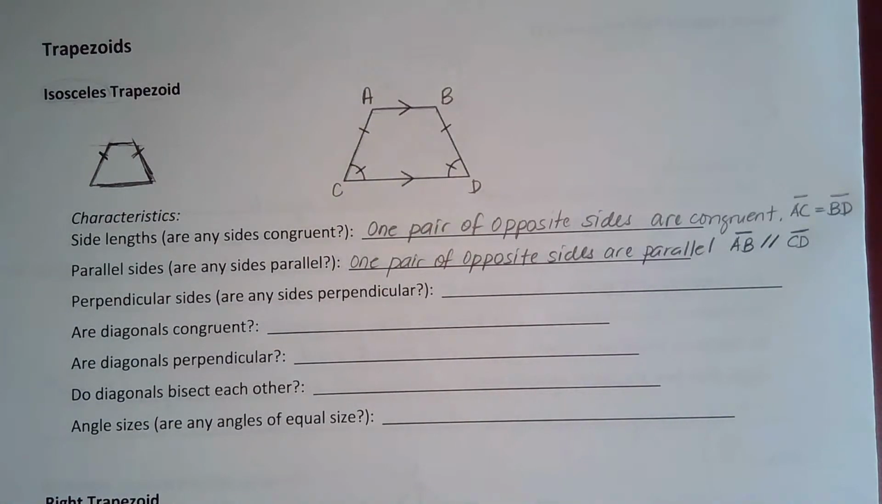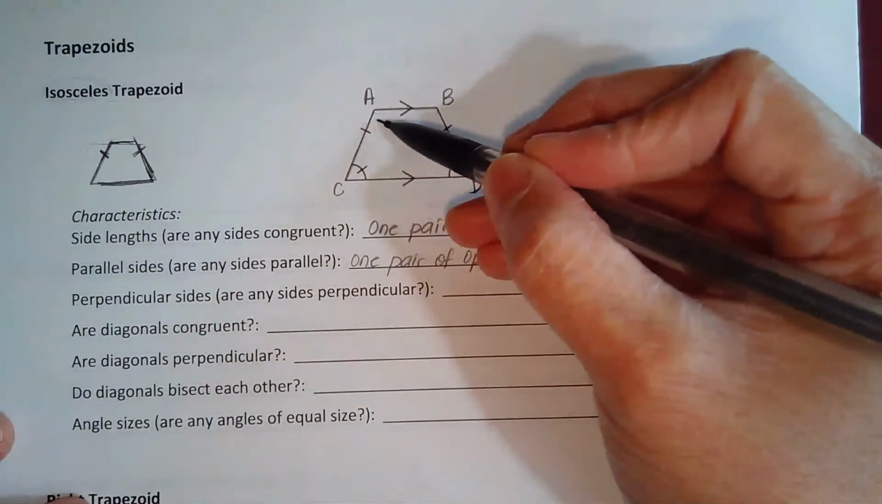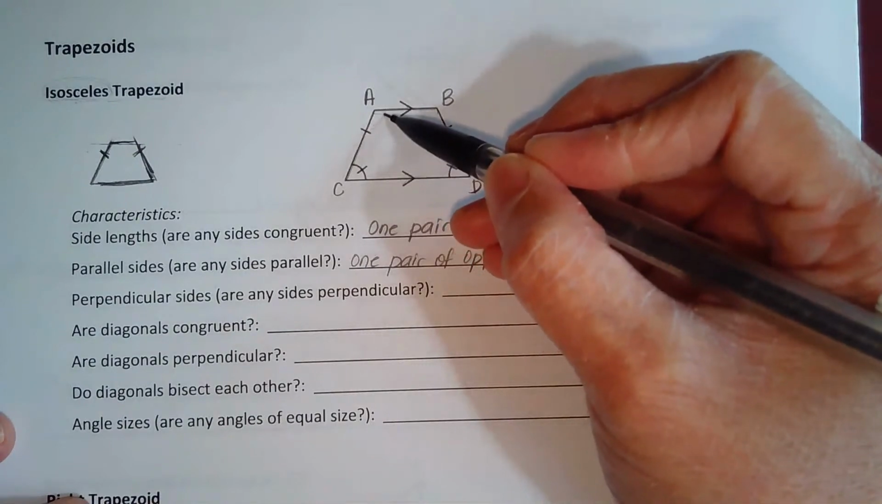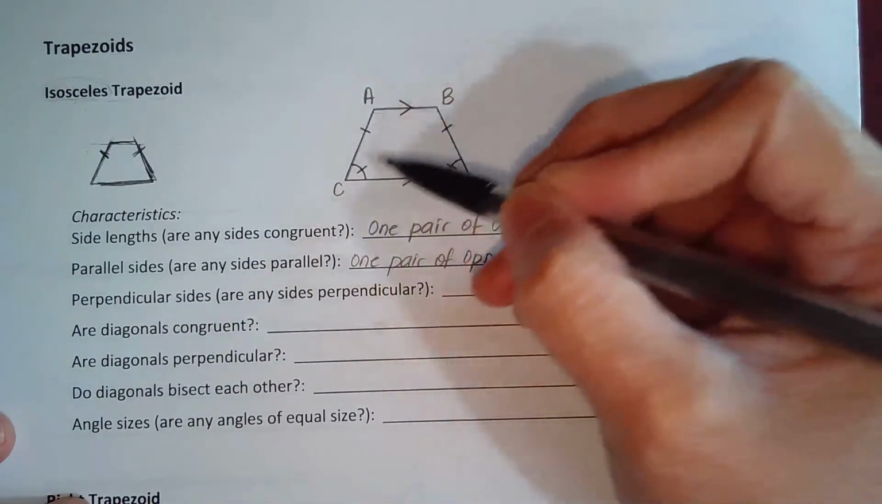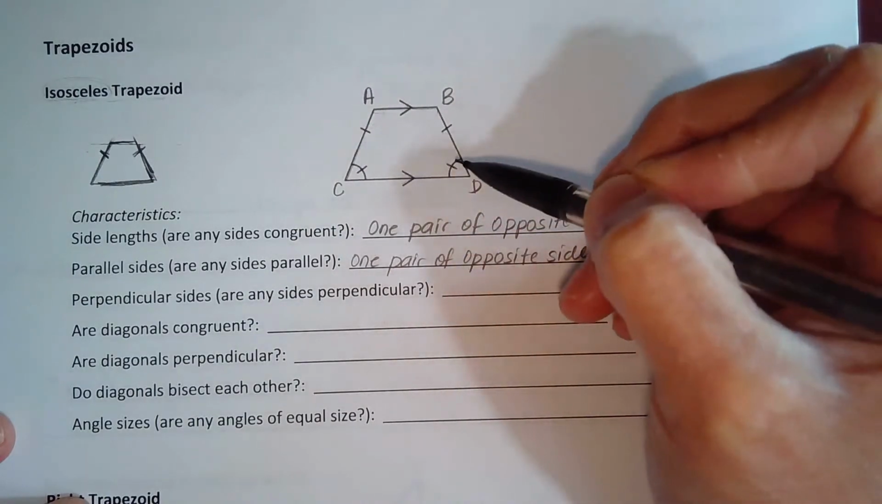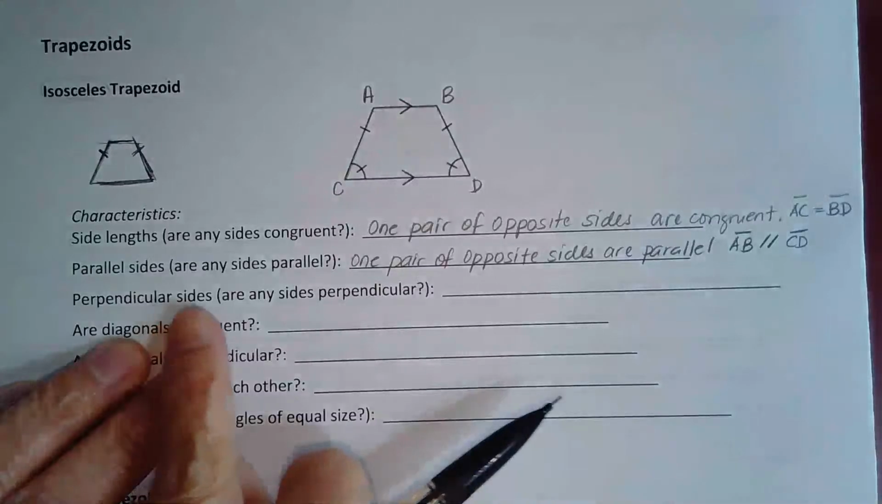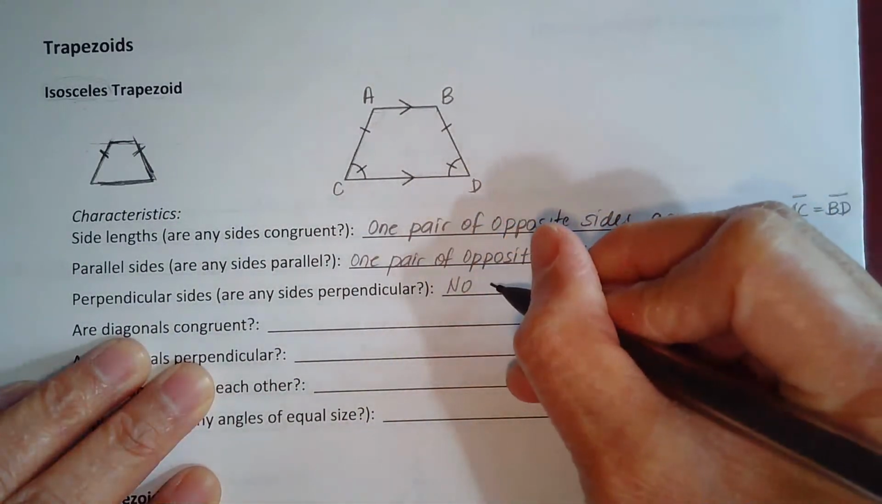There you go. So we talked about any congruent sides, any parallel sides. Now let's take a look at any perpendicular sides. So in this particular case, angle A is actually bigger than 90. Same thing with angle B. Angle C is less than 90. Angle D is less than 90. So in that particular case, no perpendicular sides.